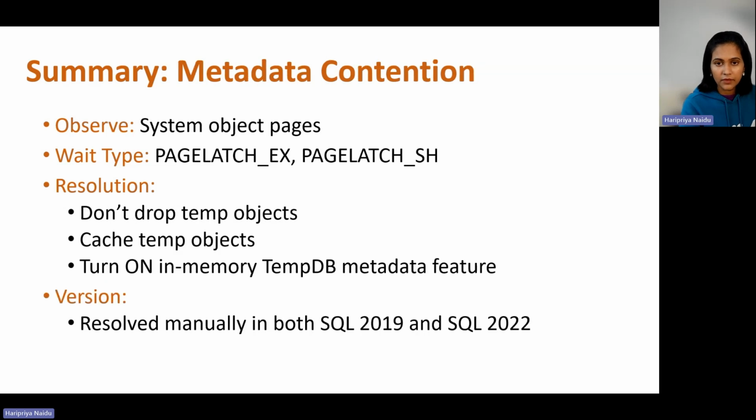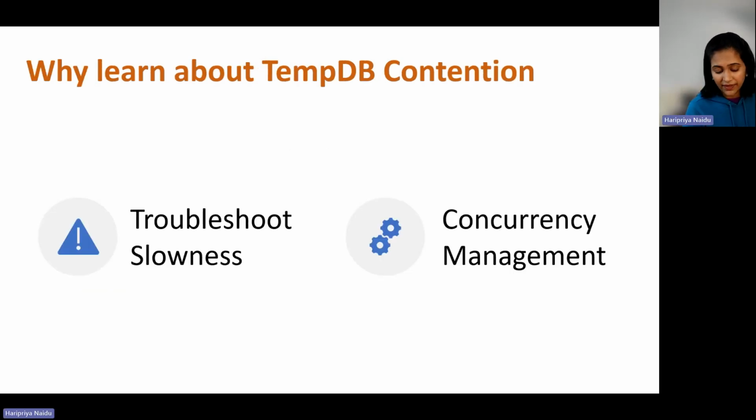All right. And metadata contention. When you see page latches on system object pages, then you know it's metadata contention. There are some rules for caching that will help you reduce this contention. And also you can stop dropping the temporary objects at the end of your stored procedures. And you can take advantage of that in-memory TempDB metadata feature. Like I said, remember the caution, in 2019, it causes some restarts. On 22, it has been performing well. And this metadata contention, you have to manually address and resolve even in 22. All right. So these are the 2 types of contention we discussed.